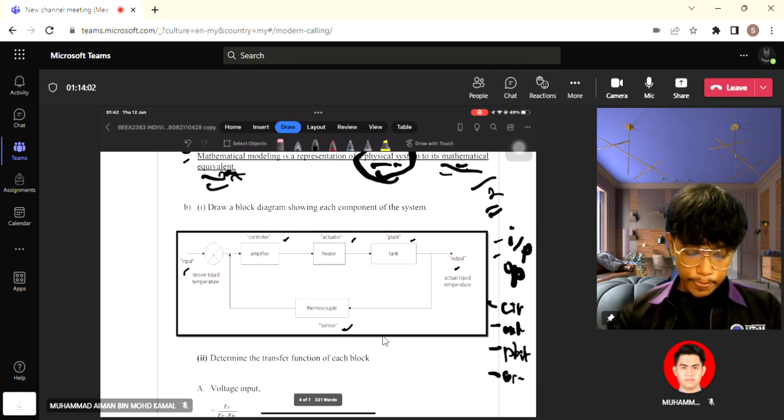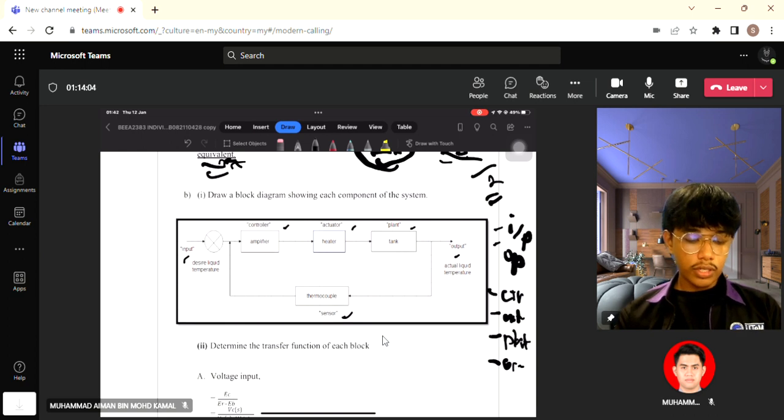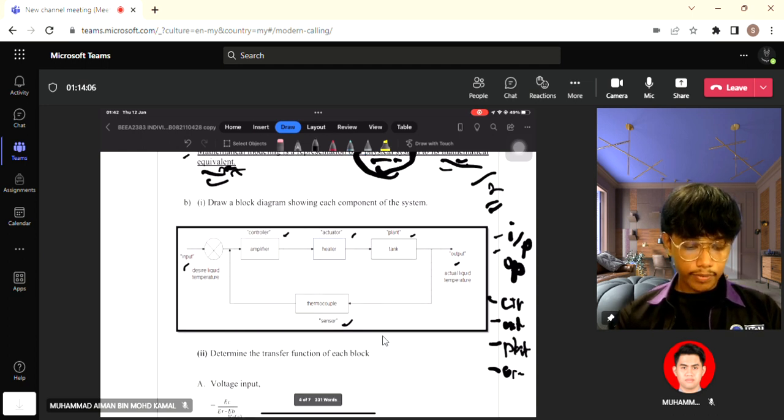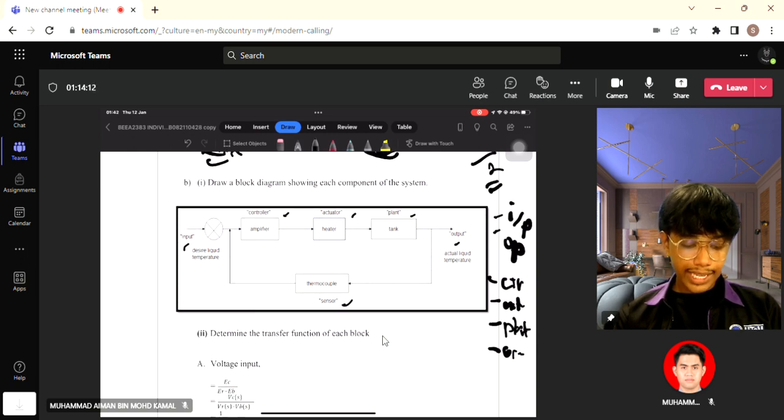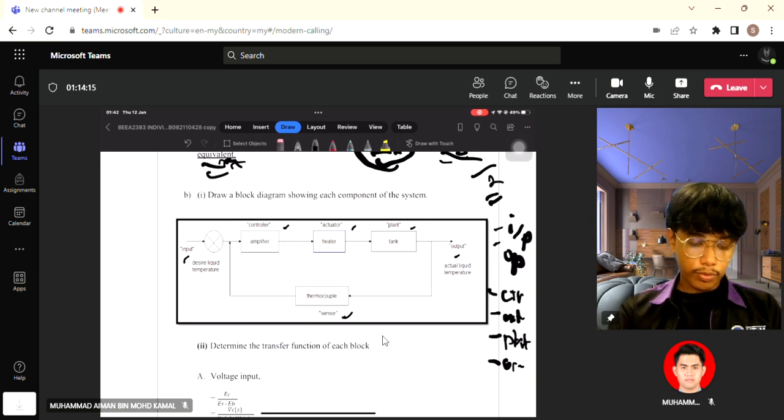So first of all, how do we draw this block diagram? We must know that it has to be 4 boxes: 1, 2, 3, 4. So draw the 4 boxes first.